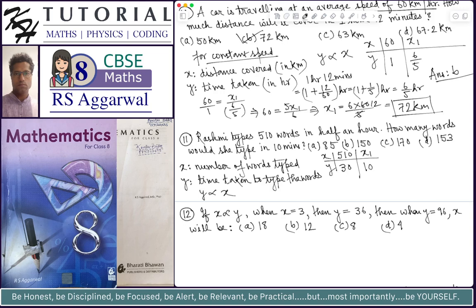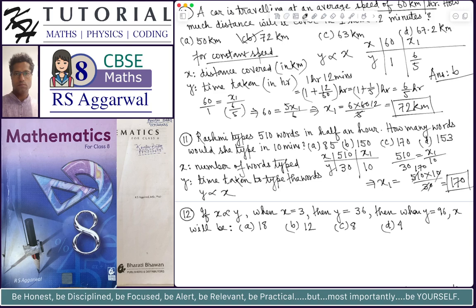So we must have 510 by 30 is equal to x1 by 10. So this implies x1 is equal to 510 multiplied by 10 divided by 30. Okay, so this is 170. So 170 words will be typed in 10 minutes.